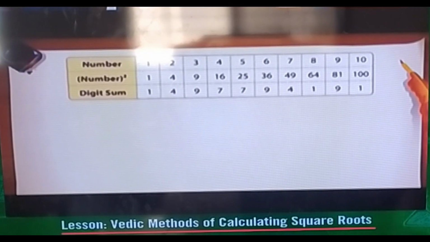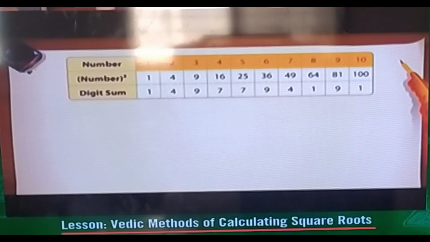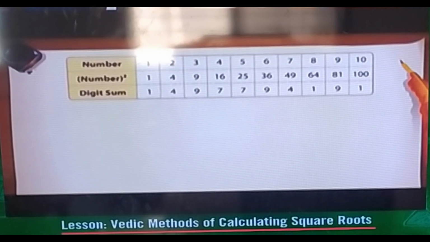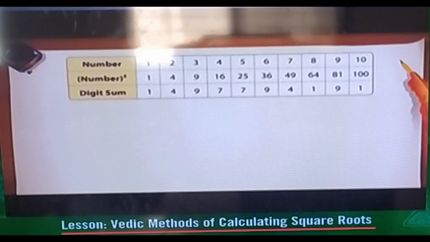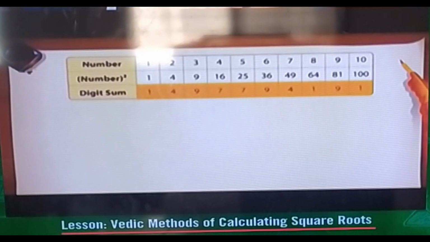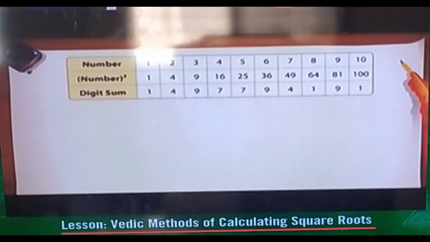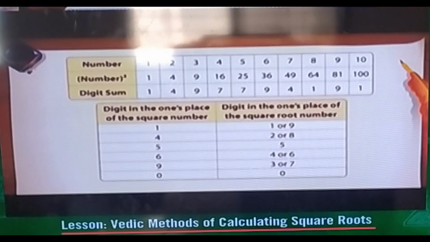Look at this table. The first row shows the numbers from 1 to 10. The second row shows the squares of the numbers in the first row. Finally, the third row gives the digit sum of each square number in the second row. This result obtained from the table is important. It gives us the digits in the ones place of the square number for each square root number.